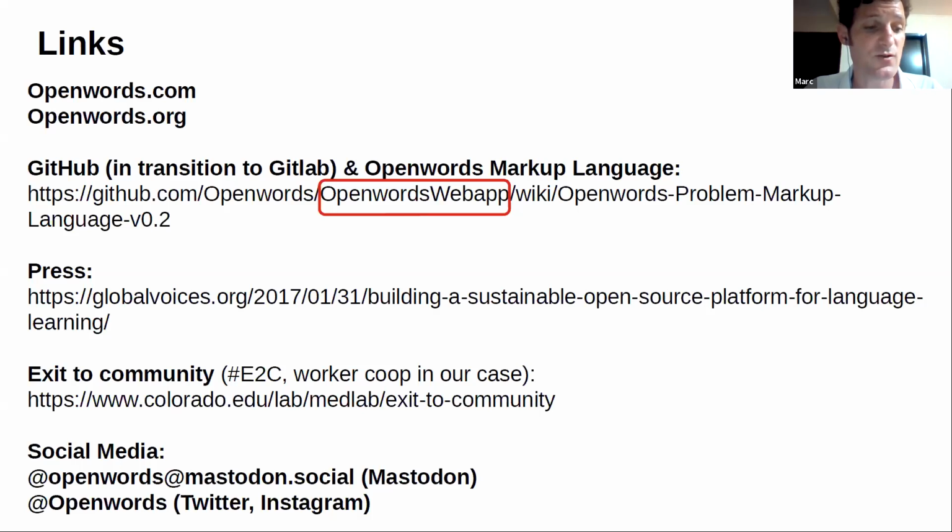We got a little bit of press in previous years, and actually the best article, in my opinion, was a community written article by Global Voices, which really gives a good overview, still relatively accurate to this day, of parts of our overall strategy. Finally, there is this exit to community concept, which is the business type and the startup type that we're going to be adopting for Openwords and also Ocean Editors. And that link can be found there. I'm certainly happy to chat more about that particular issue.